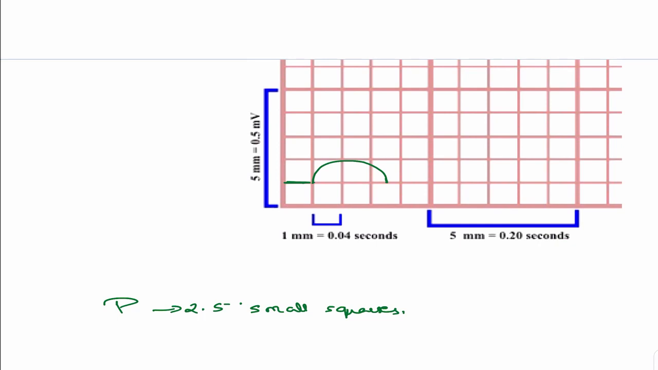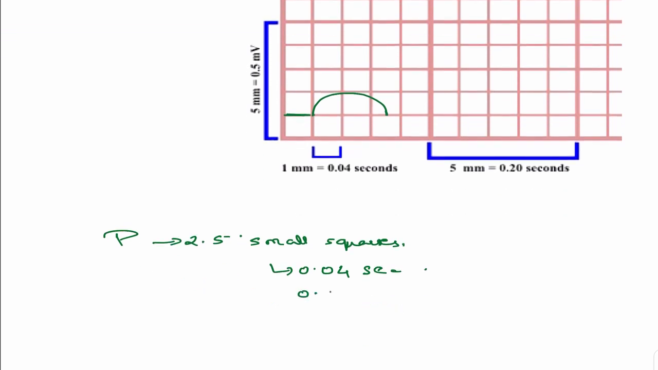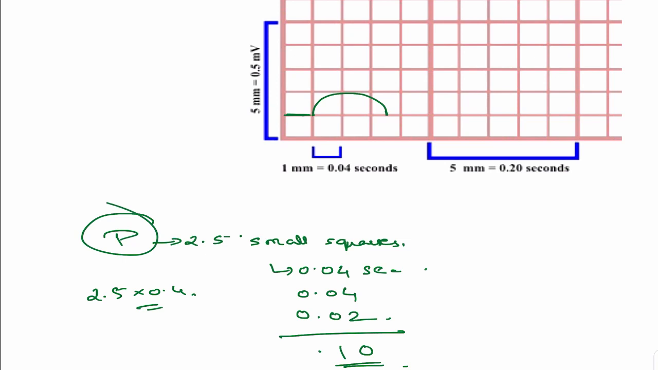So 2.5 small squares, and one small square is how much? 0.04 second. So you can multiply 2.5 into 0.04, and what we get is 0.10. So the interval for the P wave is 0.10 second. That is 2.5 small squares.